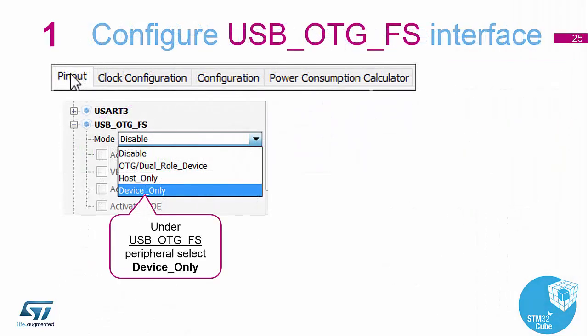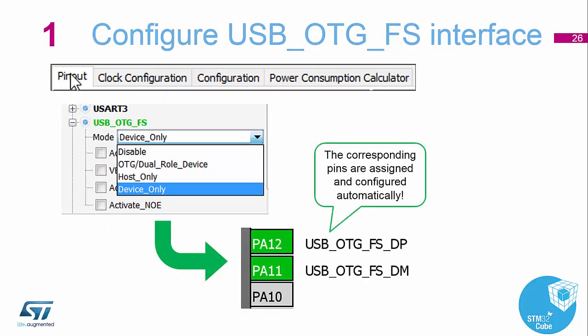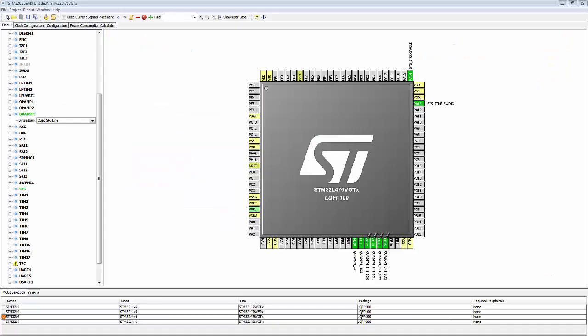So the next peripheral we need to add is the USB. We need to add the device only. So we are going to use the USB OTG full speed as a device only. And this should add two more pins to our diagram, which is PA11 and PA12. Back to the Cube environment.